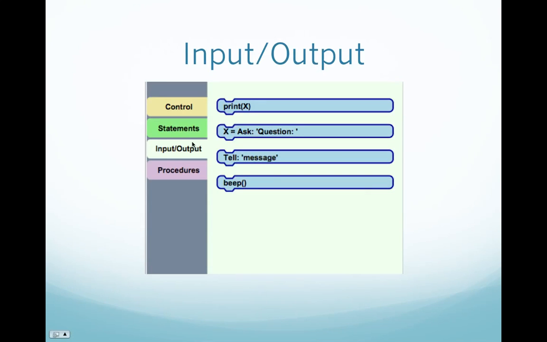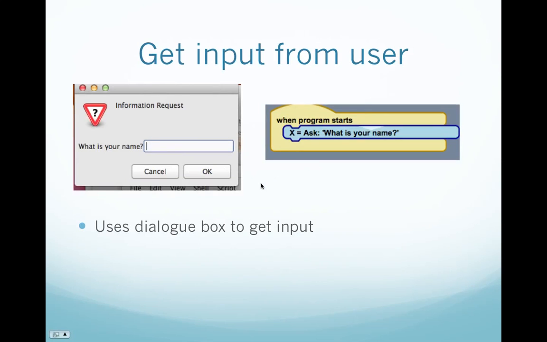Next is the input and output. So to get input from a user, you use the ask block. And this will assign whatever is received from the user to a variable. The ask block will open up a dialog box where the user can input whatever information it's asking for, and then hit OK and proceed with that information, or if you hit cancel, it will proceed without that information.